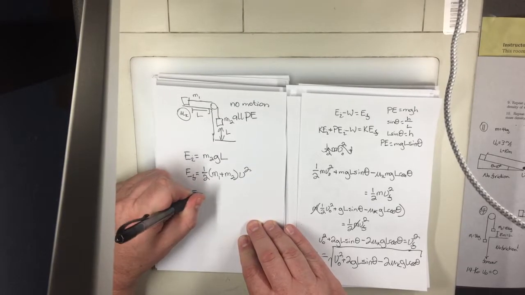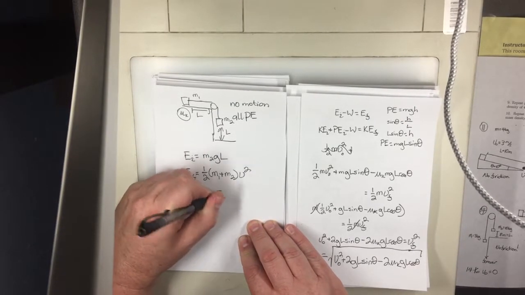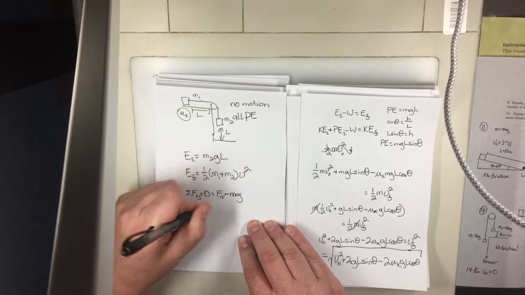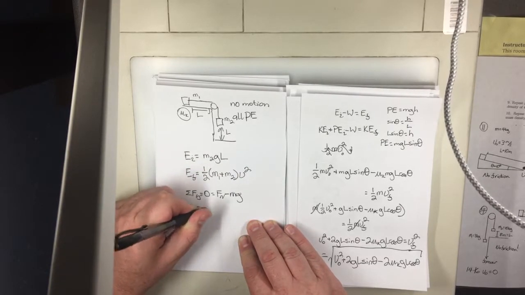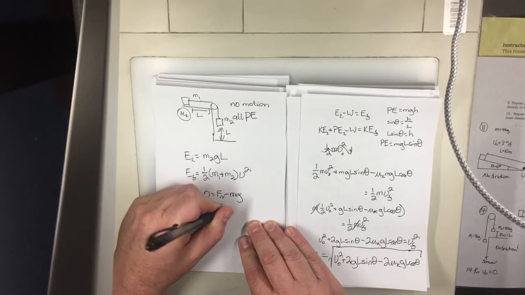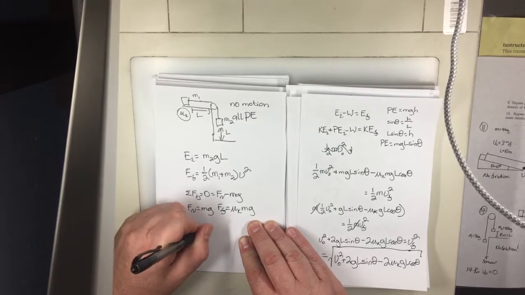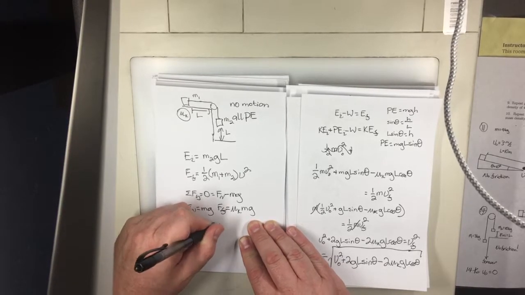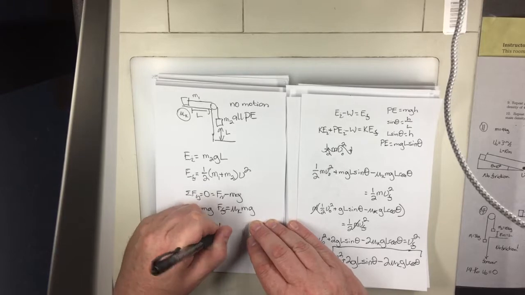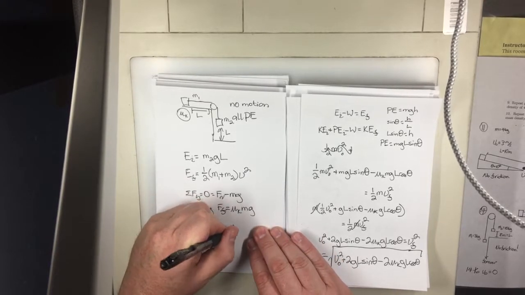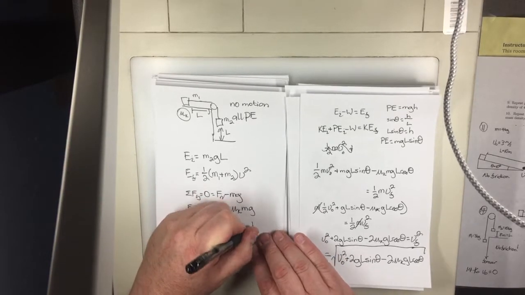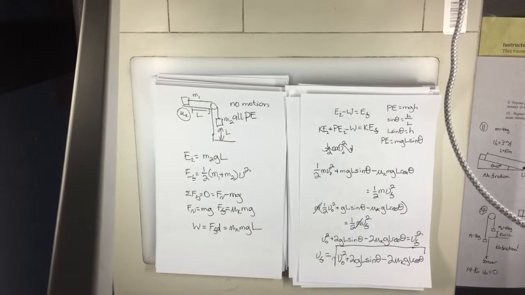Sum of the forces in y is equal to 0. So this is normal force minus mg. So normal force is equal to mg, which means friction force is mu sub k mg, which means the work done through friction is that, which means that we get mu sub k mgL, because if it falls distance L, then the d in this work equation is also L as well.